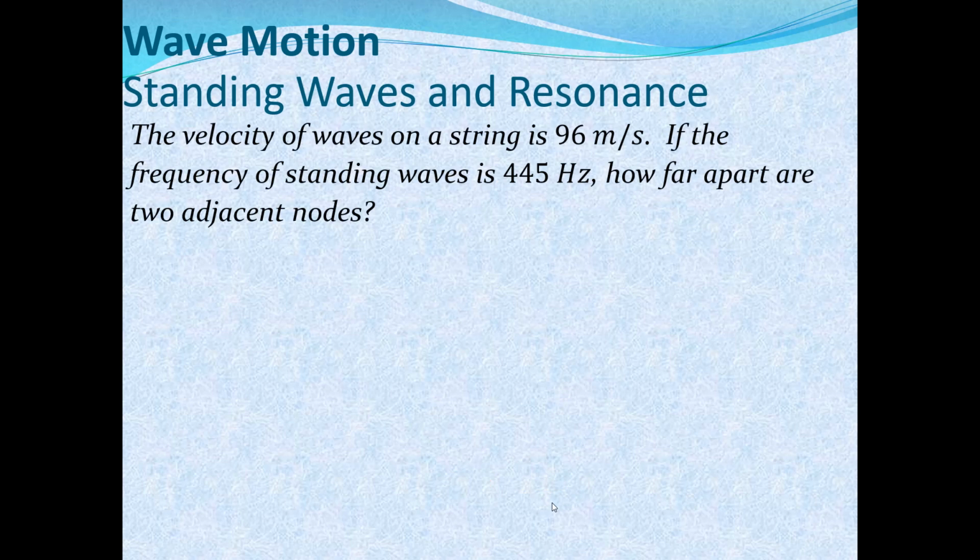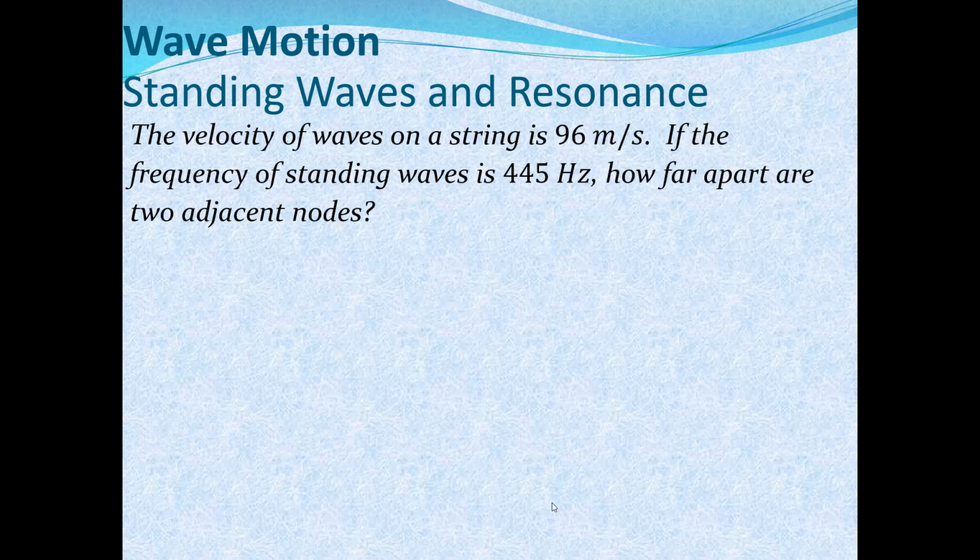All right, so they want to know how far apart the two adjacent nodes are. Well, I have to recall that the adjacent nodes, as I said before, are half a wave away. So I need to know what the wavelength is. Based off of what's given to me, I can guess that's what they wanted me to do because they're telling me velocity and frequency. And in my mind, I should immediately go to v equals f lambda.